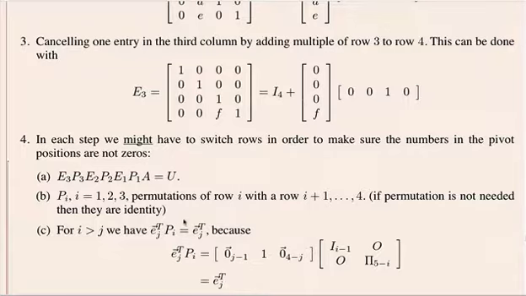So this is a very important property. Make sure that you understand that e_j transpose times P_i equals e_j transpose.